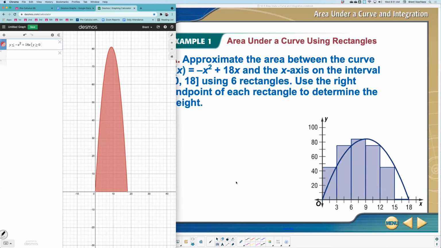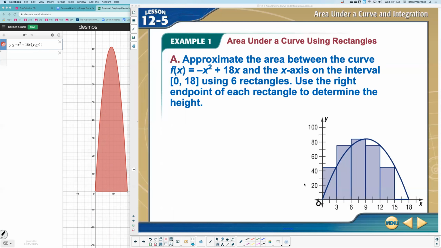And so there are different techniques that mathematicians use to try to come up with that area. One of them is by using these rectangles. And so what they're going to do is it says using 6 rectangles. If you count out, there's 1, 2, 3, 4, 5, and right here would be the 6th. So I have 6 rectangles of equal distance apart.